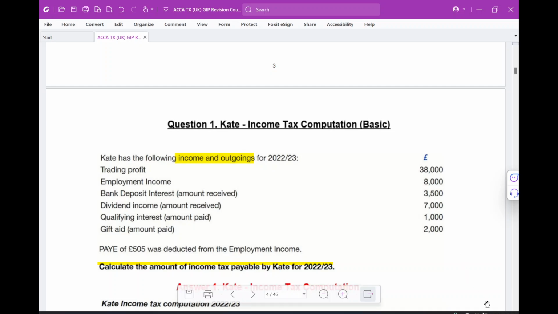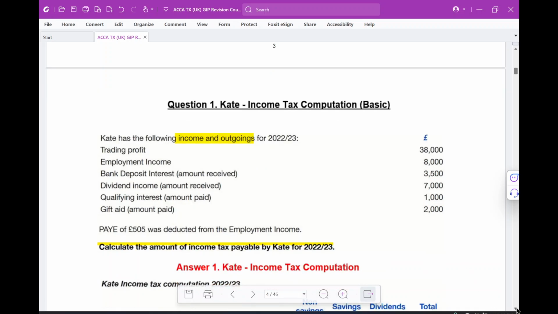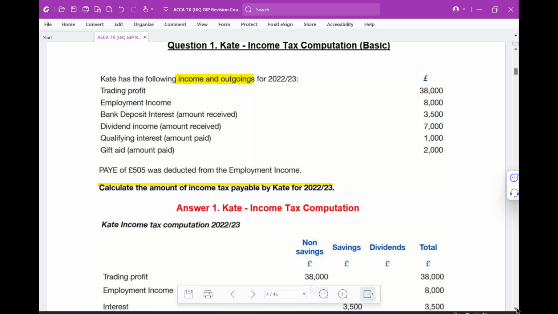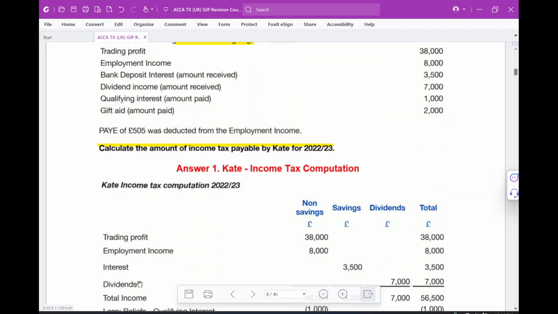So let's move into the body of the computation. We'll take it step by step. Hopefully you can see that okay. You'll see in the first instance exactly what I've said on the right-hand side of the page. We have a non-savings column with a pound sign. Note that we're taking this as long form. Savings pound sign, dividends pound sign, and indeed a total.